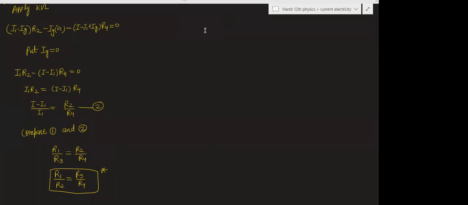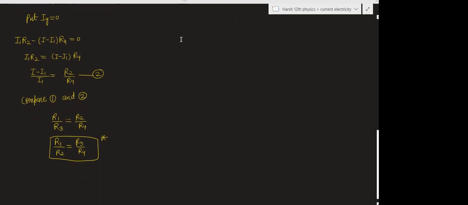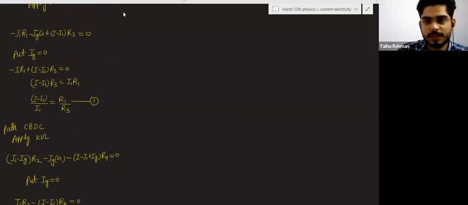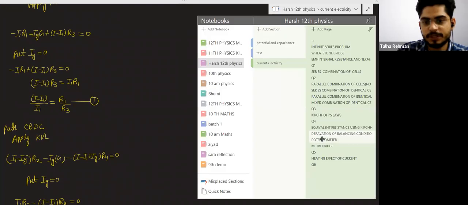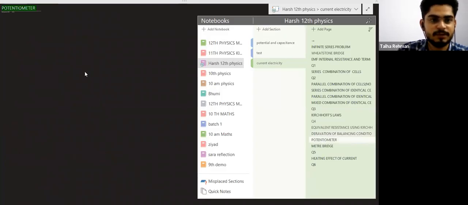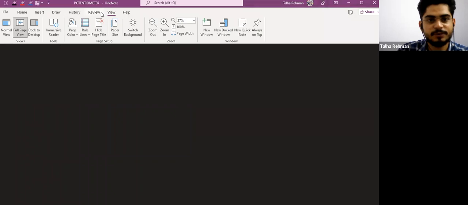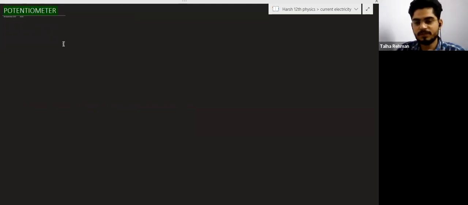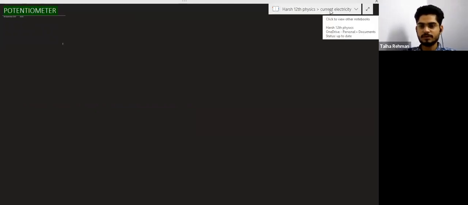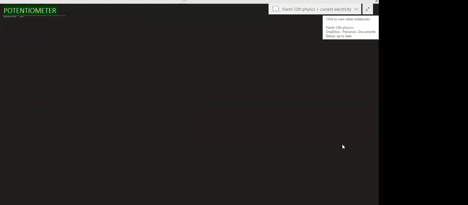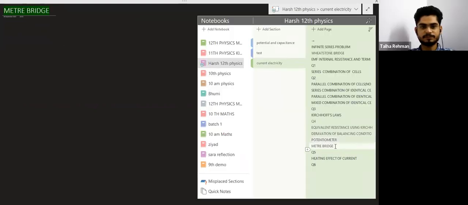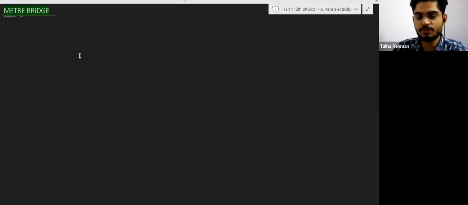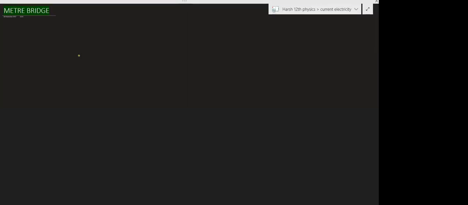Done, sir. Fine. So the next topic is the potentiometer. But the potentiometer is not part of your syllabus from this year. Okay, yes, sir, so no need of this. So we have the meter bridge. Yes, sir, no need. Meter bridge is very simple.